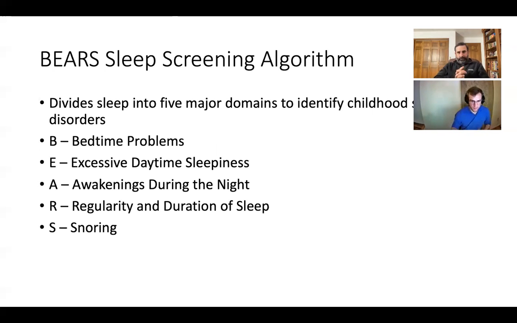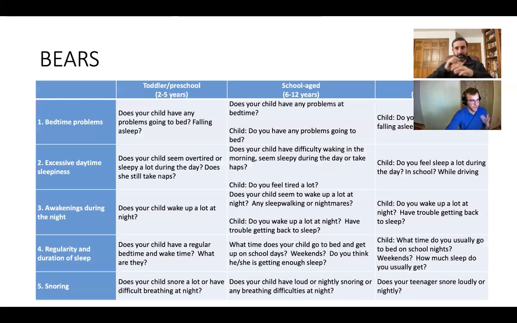Yeah, so that process that we talked about is called BEARS. It's the sleep screening algorithm, and it's useful for, again, diagnosing some common sleep disorders that can occur in childhood. So BEARS stands for bedtime problems, excessive daytime sleepiness, awakenings during the night, regularity and duration of sleep, and snoring. So these are some five major domains that can be used to identify sleep disorders. On the next slide here, we can see an example of what it would look like.